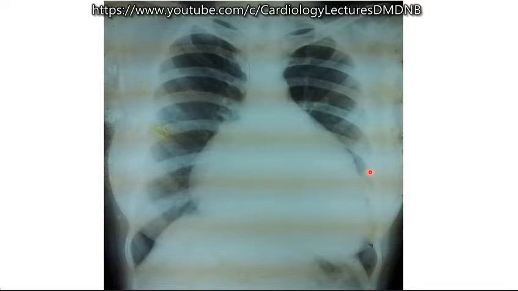What are the conditions in which RVOT can be dilated, Arun Kumar? One is Ebstein's anomaly, sir. Very good. Other one is right ventricular endomyocardial fibrosis. Very good. Third, arrhythmogenic right ventricular dysplasia, not very common.